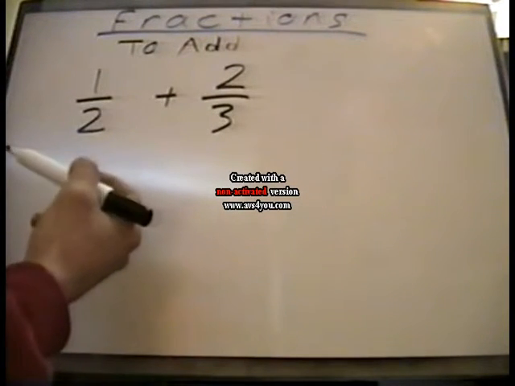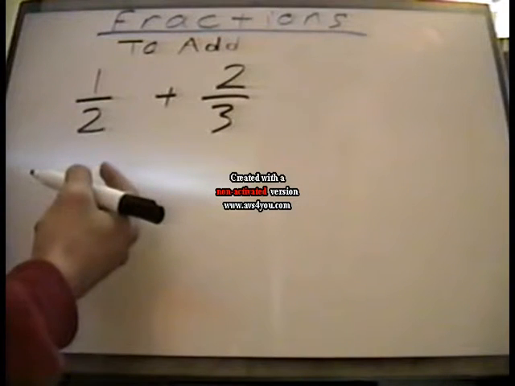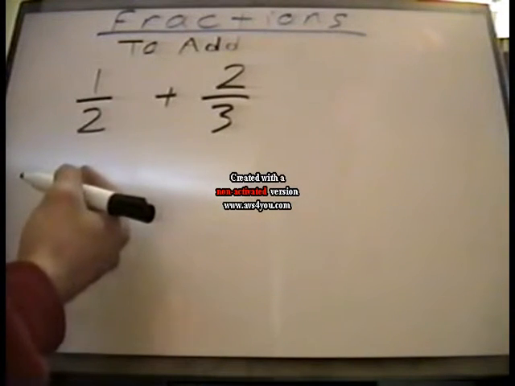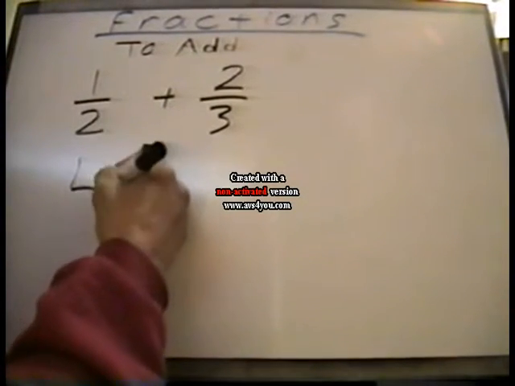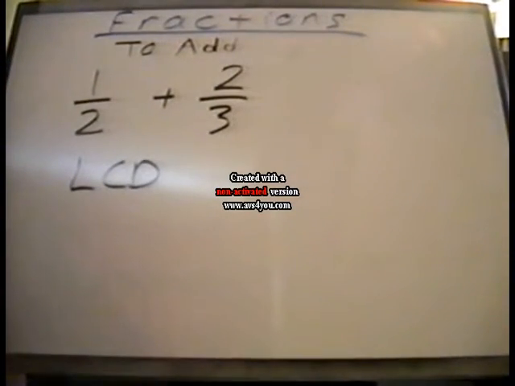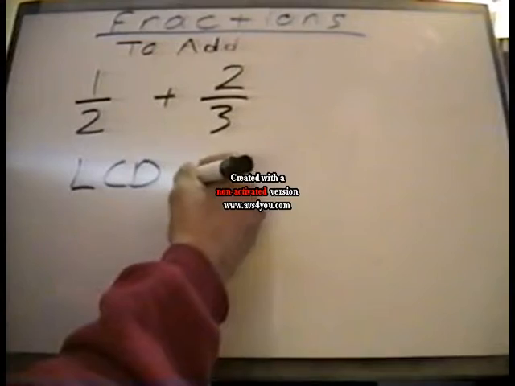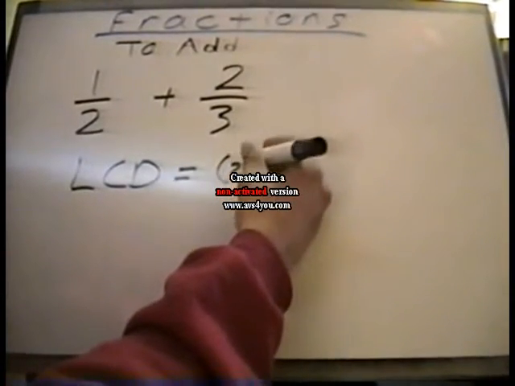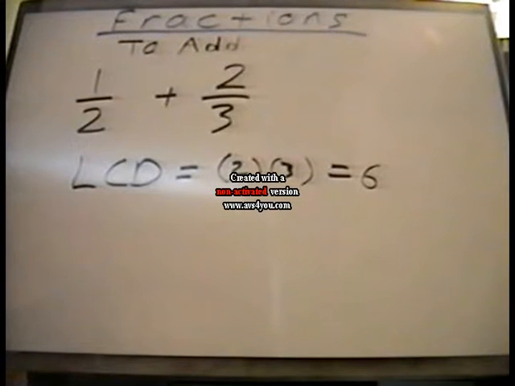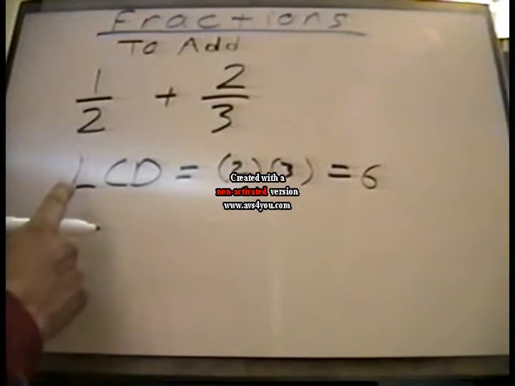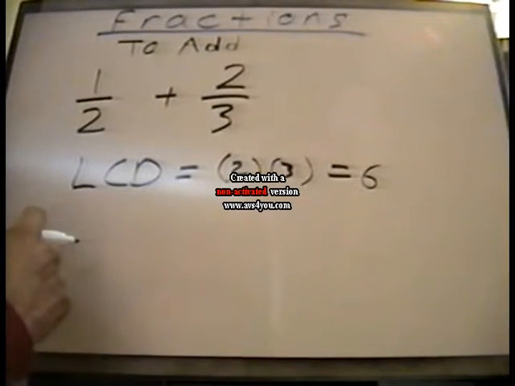we must find the lowest common denominator, called the LCD. Lowest common denominator for here is 2 times 3, which equals 6. So we want to change both fractions into their equivalent form with the 6 in the denominator.